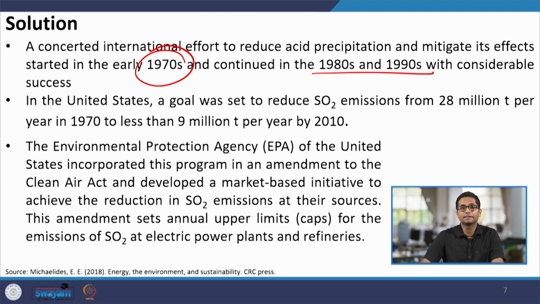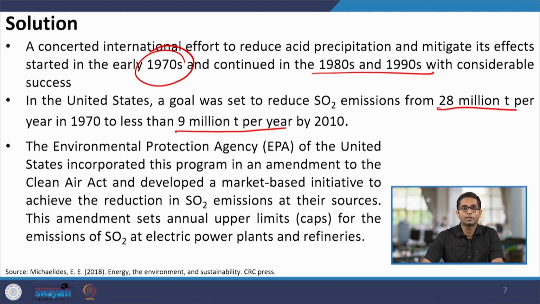In the US, they set up a target of reducing the SO2 emissions from the one prevalent in the 1970s, in terms of 28 million tons per year, to around 9 million tons per year by 2010, almost a threefold reduction in the total amount of SO2 emissions.